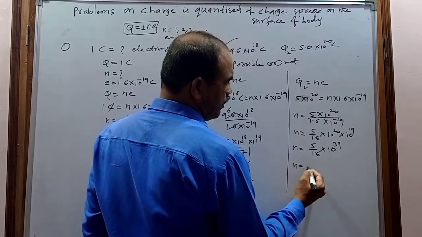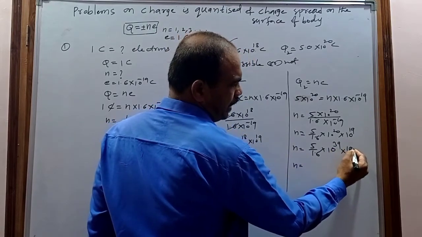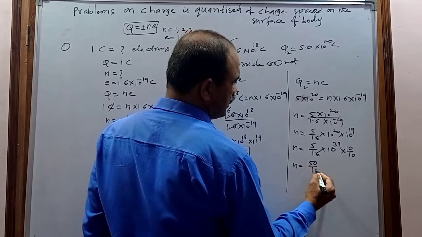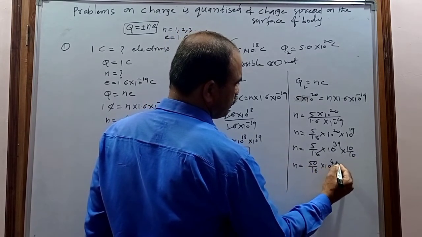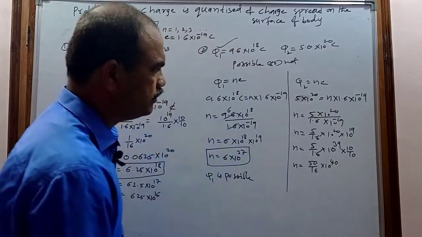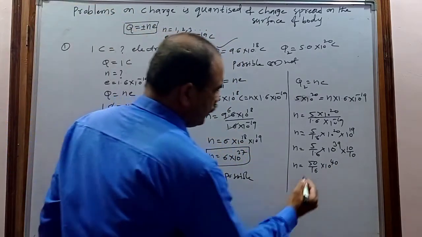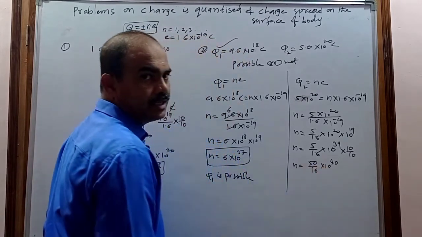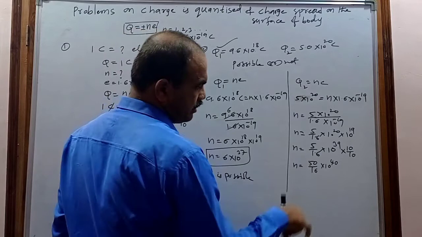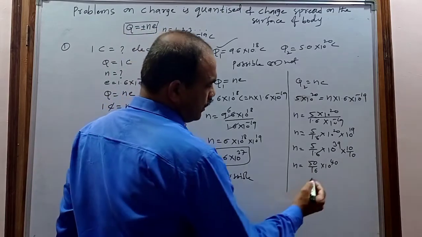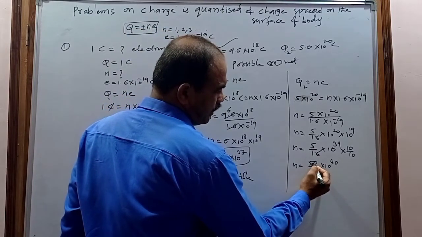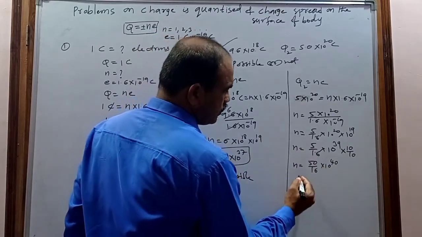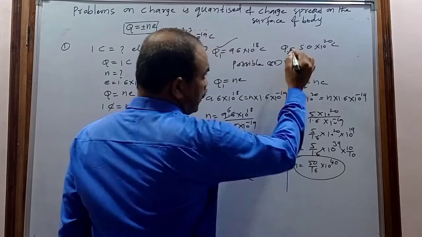If I multiply and divide by 10, you get 50/16 × 10^40. 50/16 is not an integer, it is a fraction. If I divide 50 by 16, it does not cancel out, so it is a fraction. So that's why Q2 is not possible.